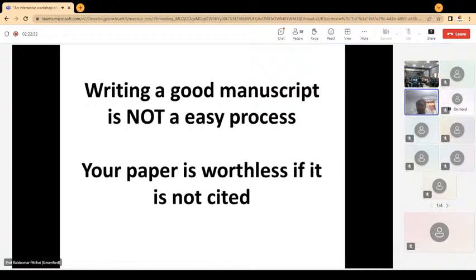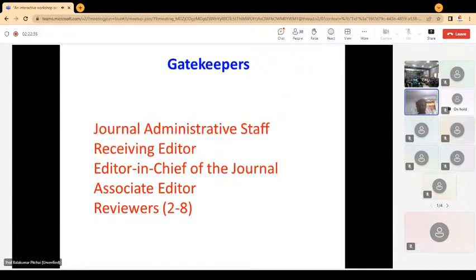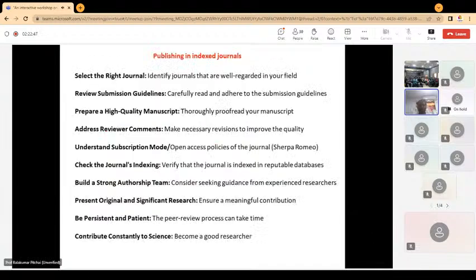Nowadays, the NAAC team takes the Web of Science citation plus Scopus citation divided by 2, that is, the Web of Science H-index plus the Scopus H-index divided by 2. That formula is being followed nowadays. So these are the gatekeepers, as Jagdish sir must have told you: journal administrative staff, receiving editor, editor-in-chief, associate editor, and reviewers. So coming to the conclusion, you should select the right journal, review the submission guidelines, and prepare a high-quality manuscript. If it comes back for revision, address the reviewer comments very politely, not arrogantly, and if you accept it, excellent.